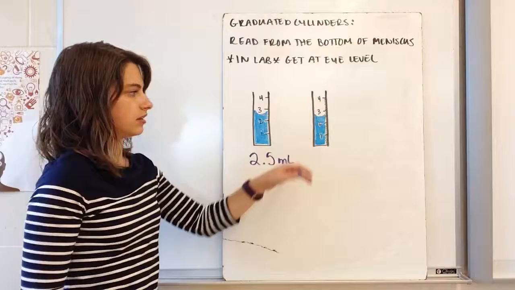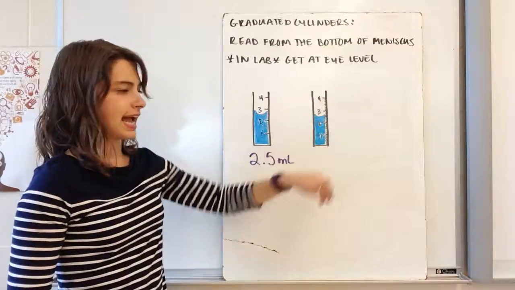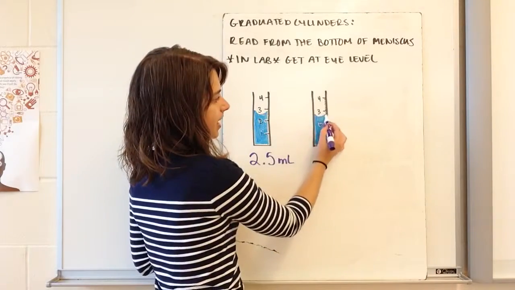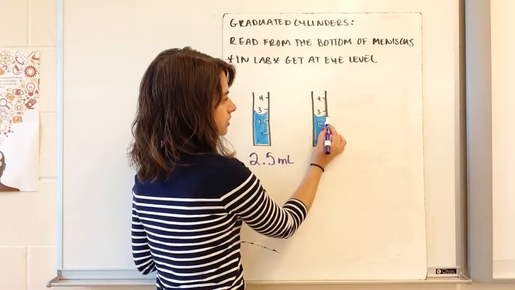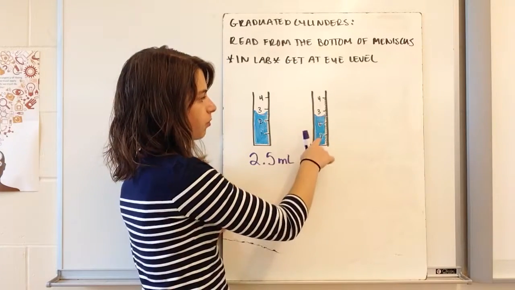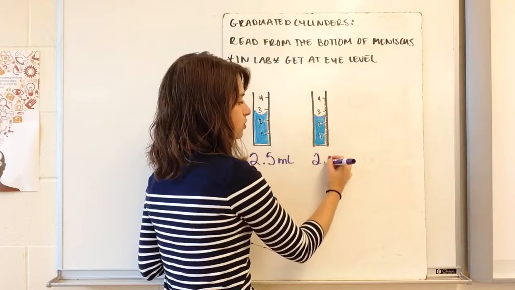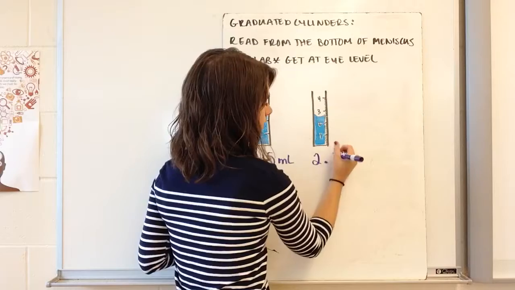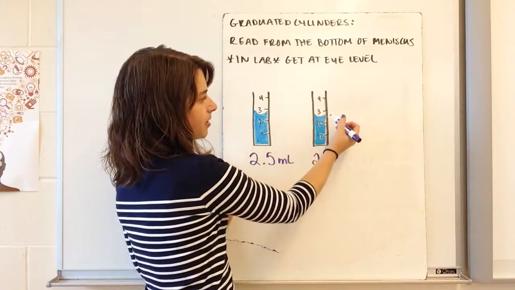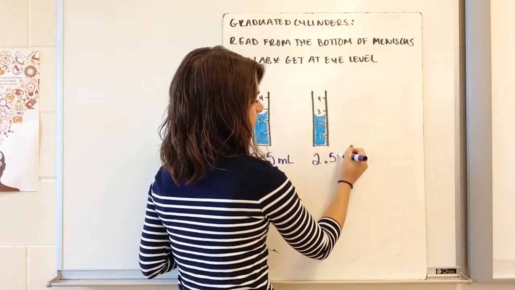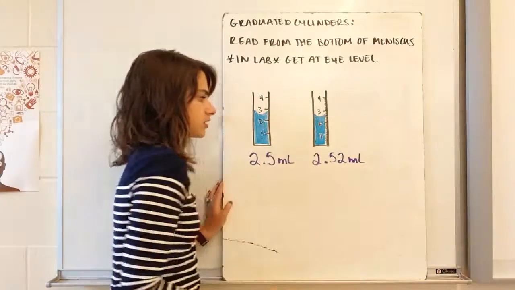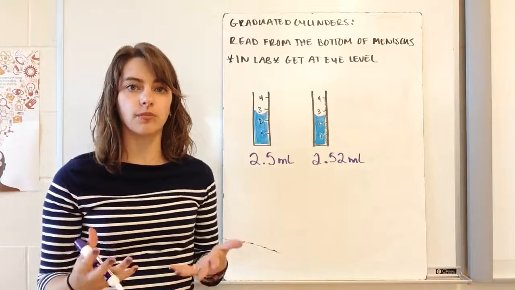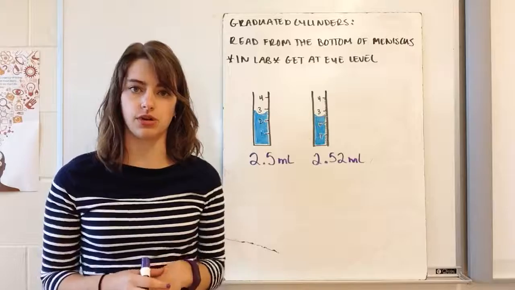This graduated cylinder has ones marked, and it has tenths marked, which means I can estimate to the hundredths. Again, I'm going to find the bottom of my meniscus, right there. I know it's a 2 point something. Now I'm going to read the tenths place: 1, 2, 3, 4, 5. It's 2.5, and it's a little bit above the 2.5, so I'm going to say it's 2.52 milliliters.